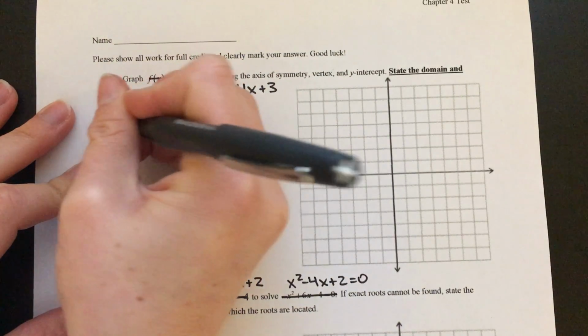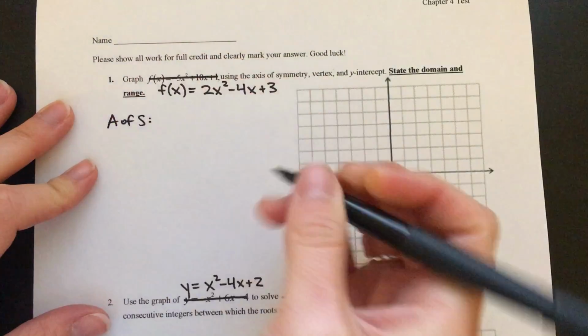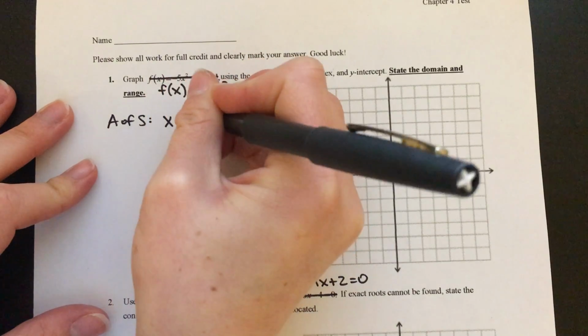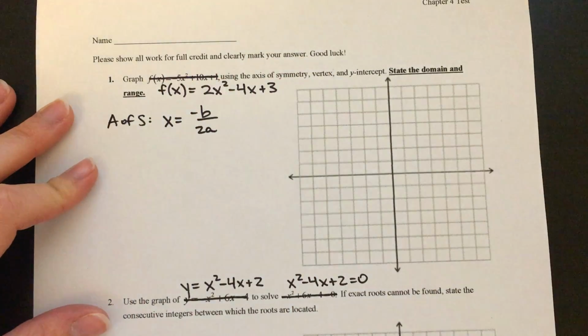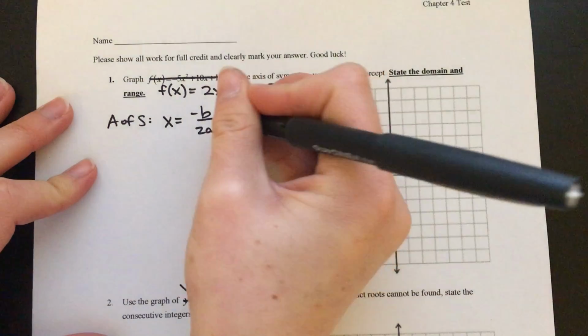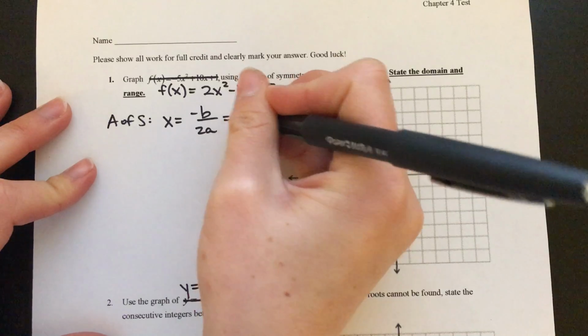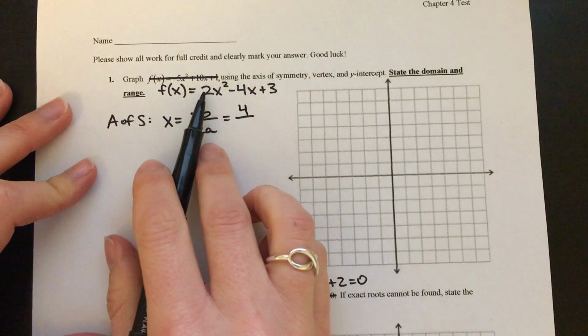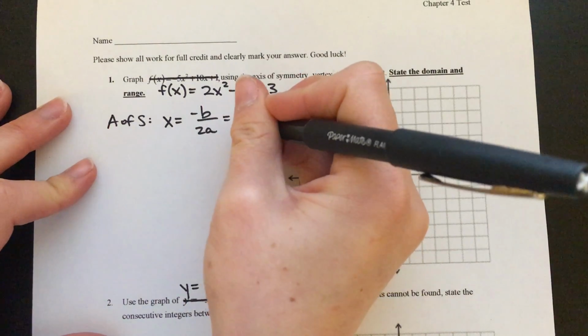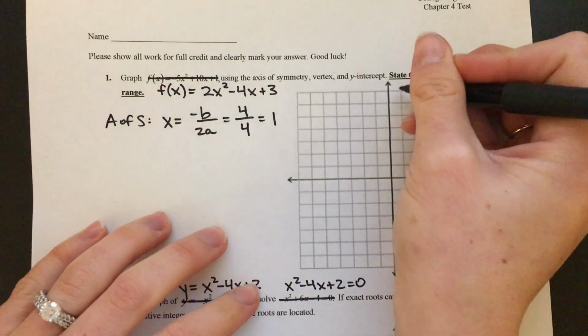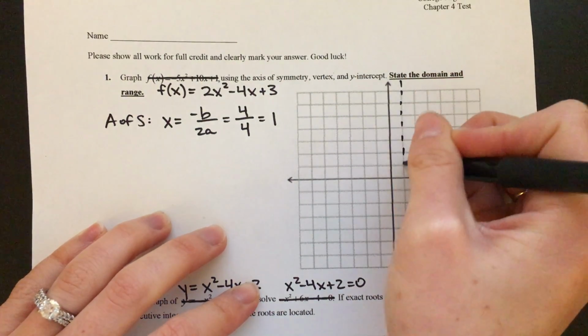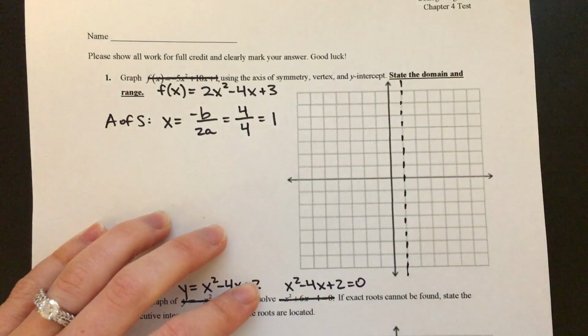So let's start with the axis of symmetry. That's going to be that dotted vertical line, and the formula is negative b over 2a. So that's one that hopefully you guys should have memorized. So negative b would be the opposite of this middle number right here. So that would come back as positive 4, and then 2 times a would be doubling this number right here. So that is 4. So this comes out as 1. So that is going to be a dotted line right through x equals 1.